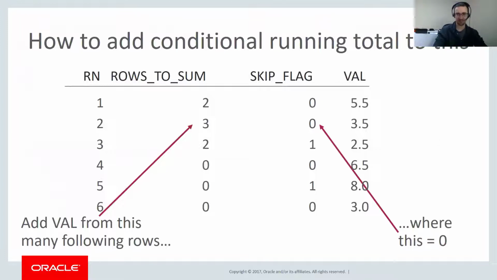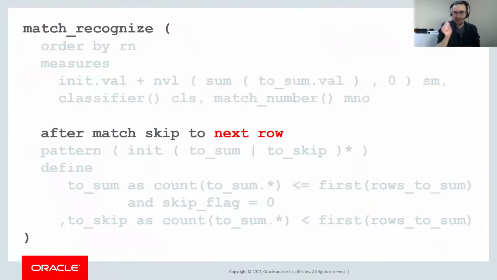Because I saw Mark, you had a question about something there. For Niels, if there isn't the skip flag column, can we use the rows to sum in the windowing clause like rows between and rows to sum following? That's exactly what you could do, Niels, yes. And if it wasn't for that skip flag, then it would be a straightforward windowing clause like that. So that's exactly what you do, Niels.